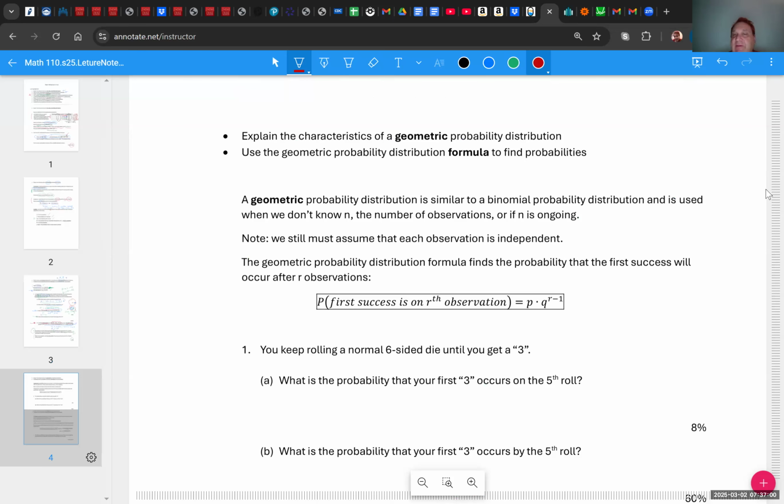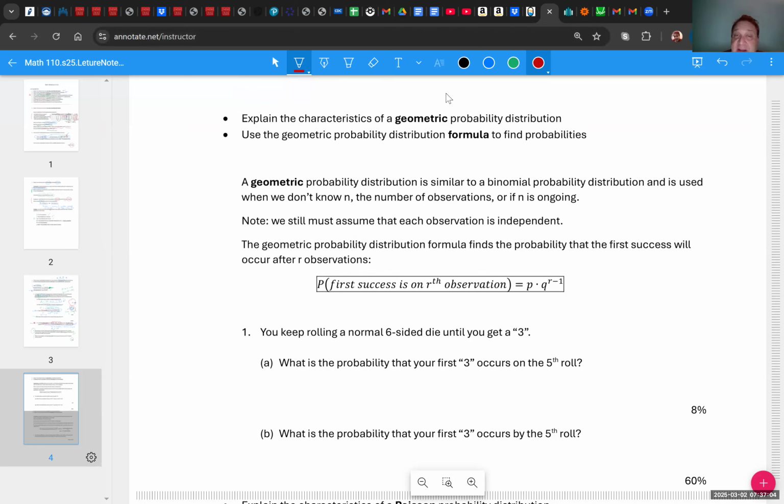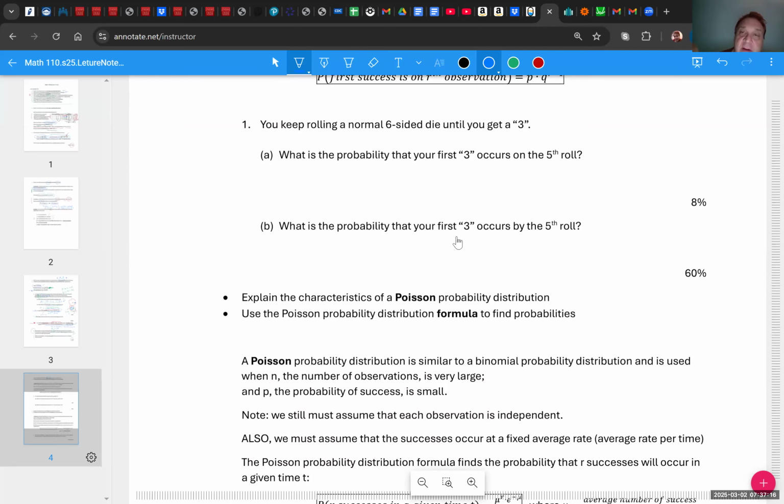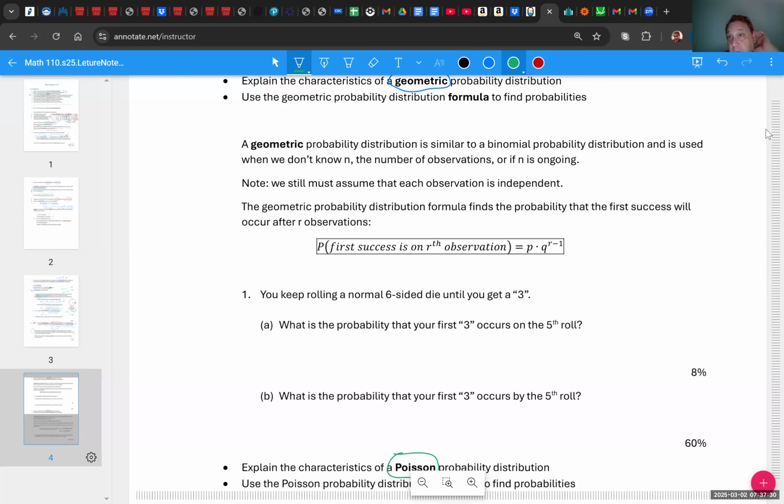Let's talk about the last 2 types of probability distributions. One is called the geometric probability distribution. So we have to know what a geometric probability distribution is used for and the formula for it. And then right down below, I have the Poisson probability distribution, what it's used for, and a formula. Not used as frequently as the binomial distribution, but we are going to learn them, and you will definitely have questions on those.